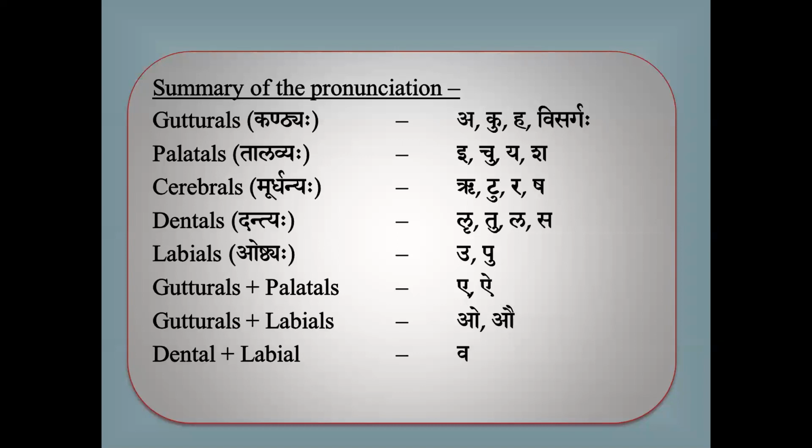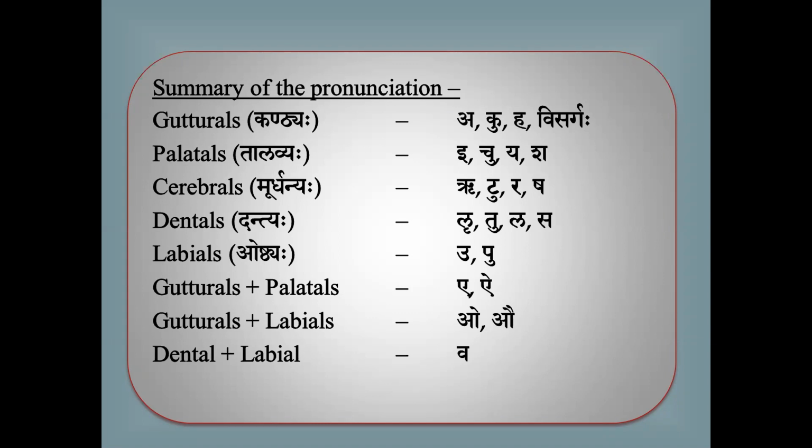So, the vowel A. Then, Ku. Ku stands for the first class consonants, which is Kavarga. You have seen the technical names, Ku, Chu, Tu, Tu, Pu. So, Ku stands for the Kavarga. Then, Ha, which is the sibilant, and Visarga, the colon. These four are gutturals.